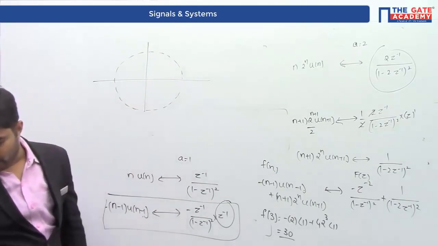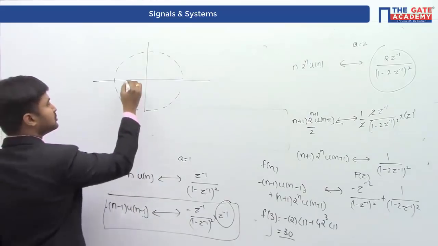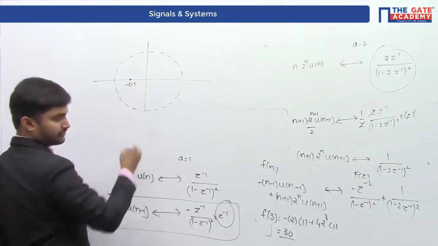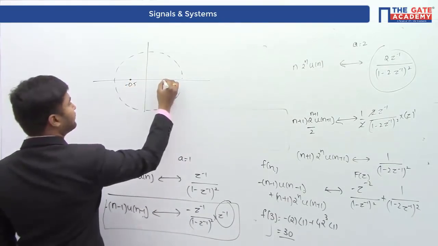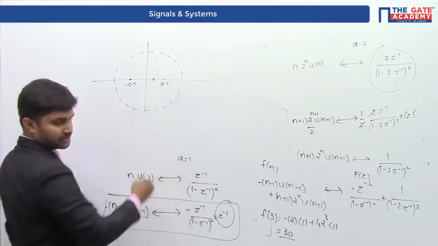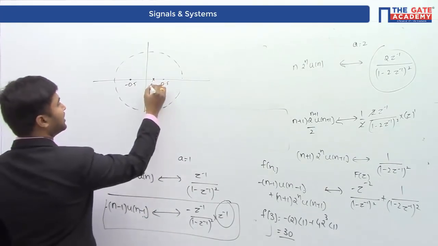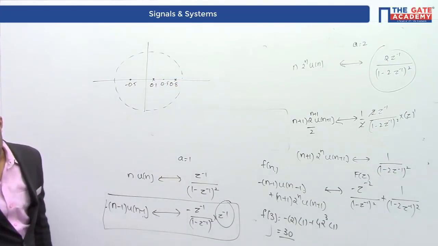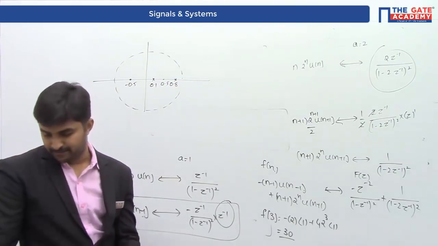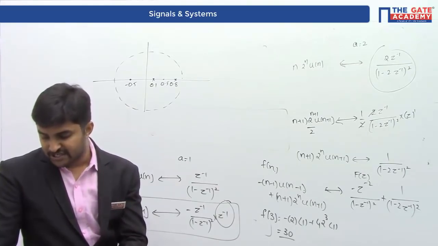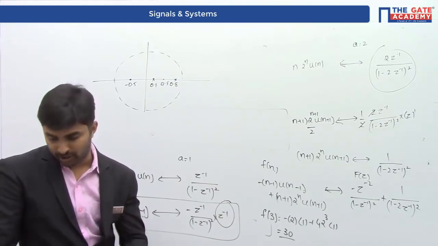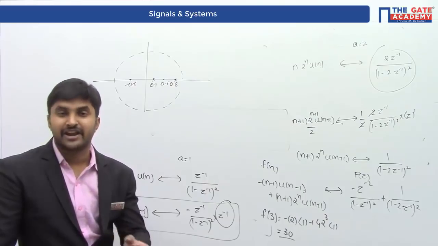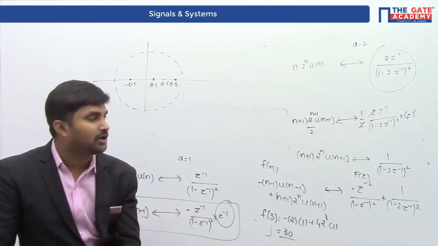We have the pole-zero configuration as shown in the figure. Here I have zeros at -0.5 and 0.5, and there are two poles, one at 0.1 and the other at 0.8. What is given in this question is that if the system is causal, it is automatically stable. Is it correct or not?